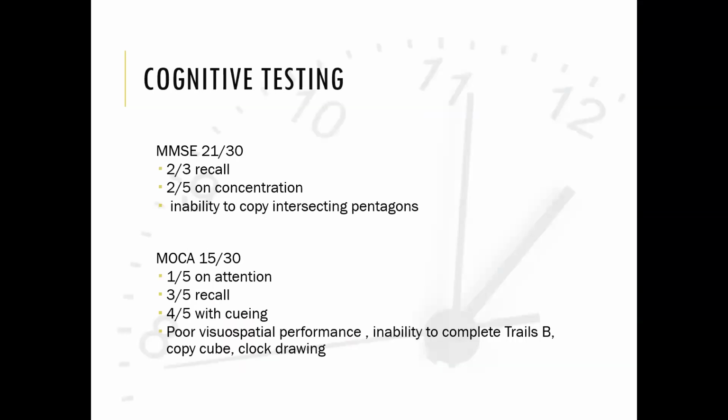For cognitive testing, so looking at delirium, you can understand why there was a concern around delirium, because her performance on concentration was rather poor. But interestingly, she also had difficulties with visuospatial tasks. Her memory wasn't pristine, 2 out of 3 on recall. On the MoCA, she scored 15 out of 30, scored poorly on attention.